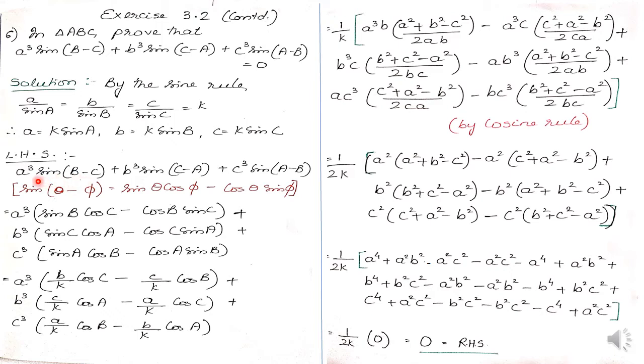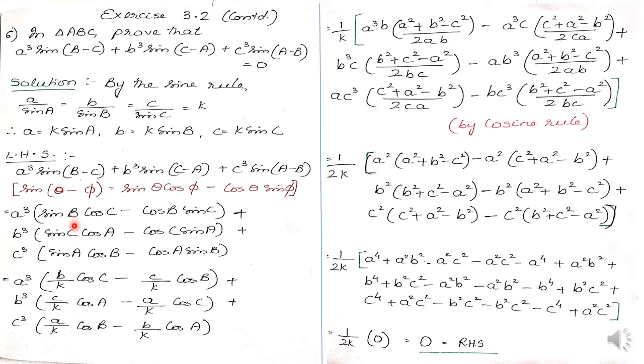Now, we take the LHS. We observe that these are the three terms in the LHS, that is sin (B minus C), sin (C minus A) and sin (A minus B). We use the formula which we learnt last year, that is sin (theta minus phi) is equal to sin theta cos phi minus cos theta sin phi. So sin (B minus C) becomes sin B cos C minus cos B sin C. Similarly, sin (C minus A) and sin (A minus B) are also modified.